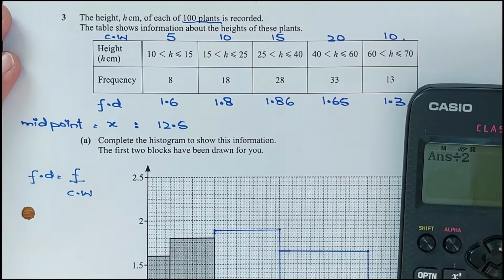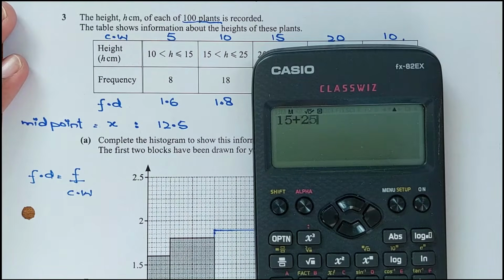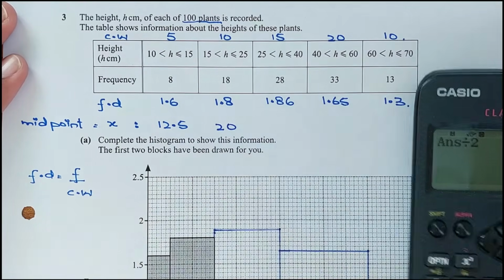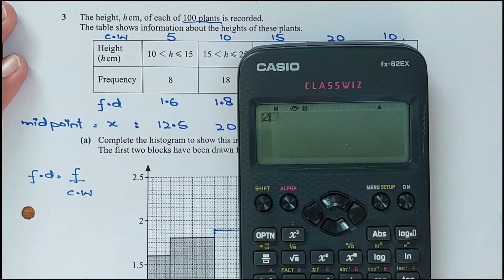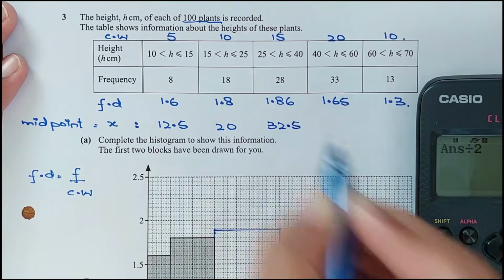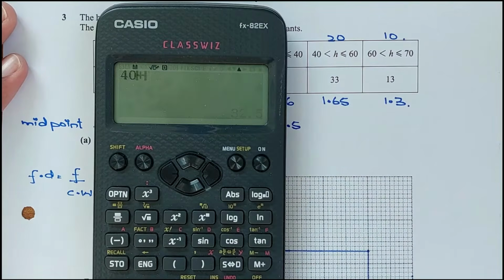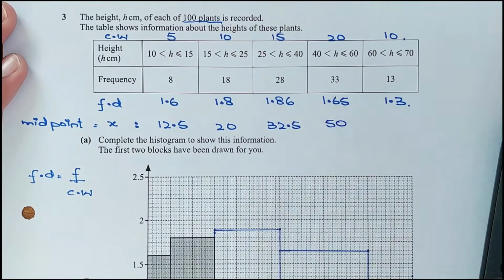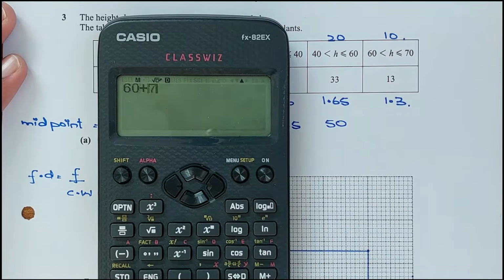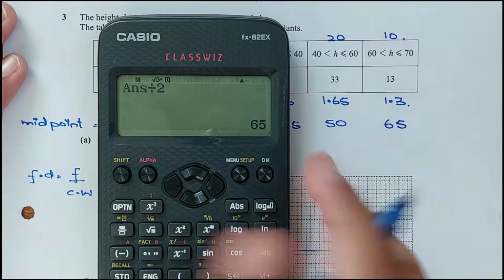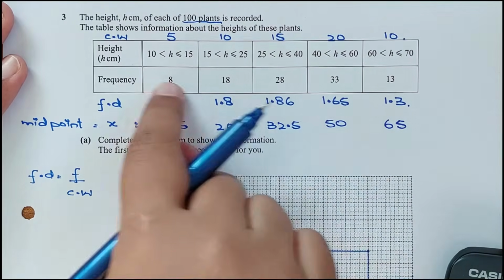Okay, 15 and 25. 15 plus 25 divided by 2 is 20. 25 and 40. 25 plus 40 divided by 2 is 32.5. 40 plus 60 divided by 2 is 50. And 60 and 70. 60 plus 70 divided by 2 is 65. Okay, this is the x, the midpoint, this is f.